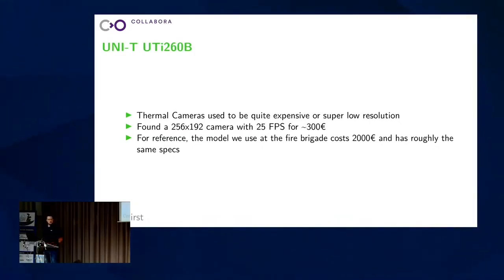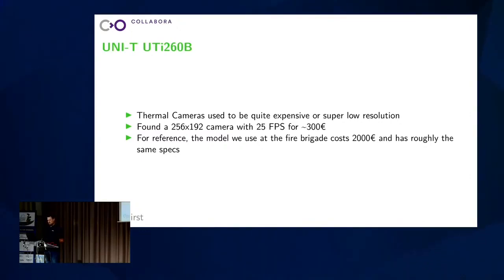Right, so how does it really matter? The problem is those cameras used to be really expensive. There's effectively one really well-known vendor of those sensors named FLIR, and their sensors are really expensive. And they're usually only used by manufacturers who are also known to be rather expensive. For example, the camera that we're using at the fire brigade is about 2,000 euros. So not that nice for a hobbyist.